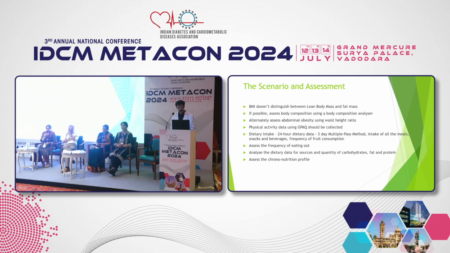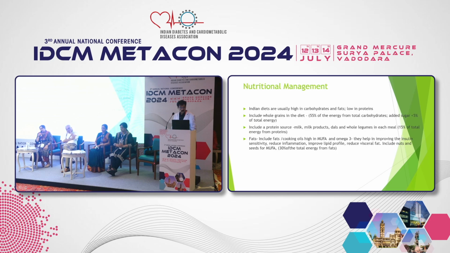Look at their snack and beverage consumption, frequency of fruit consumption, assess the frequency of eating out, analyze dietary data for sources and quantity of carbohydrates. The quality of carbohydrate, fat and protein is very important, and assess the chrononutrition profile. All the studies that we have done, these lean people, they have insulin resistance, their chronobiology is totally disturbed. And when we talk of chrononutrition, somewhere fixing the eating window comes in, so intermittent fasting also comes in.